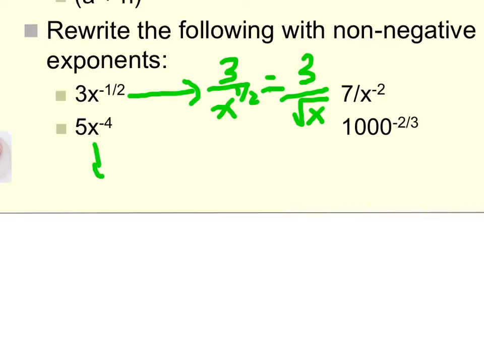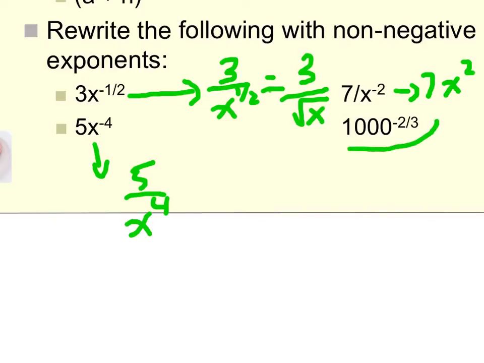5x to the negative 4 then becomes 5 divided by x to the fourth without a negative exponent. Now notice this one is 7 divided by x to the negative 1/2. So if I want to change this to a non-negative exponent, I have to change this to 7 times x to the positive 2 power. This one has a negative exponent and a division problem, so they cancel each other and make a multiplication problem. And again, this is another problem where there's no x, so you can't simplify this. This is as simplified as you can make it.